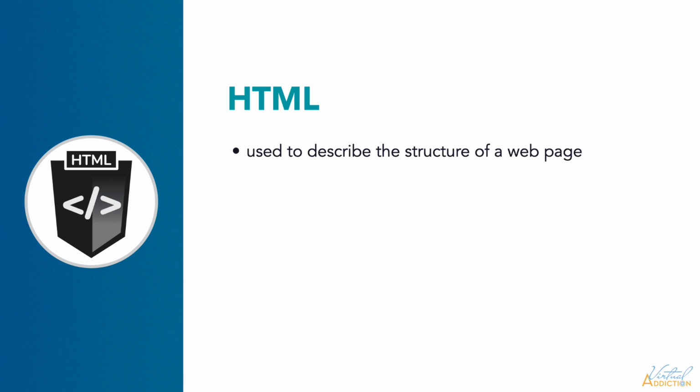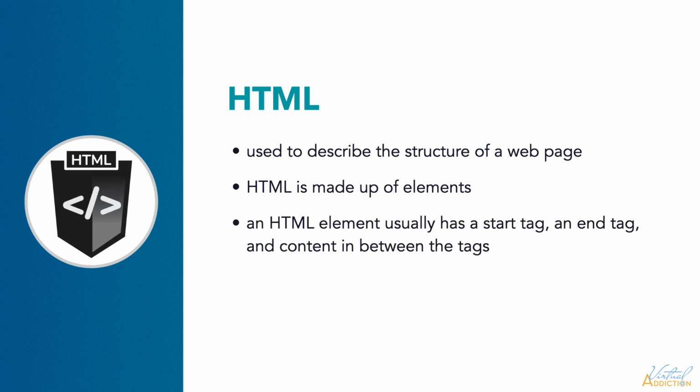HTML is used to describe the structure of a web page. HTML is made up of elements, and elements are the building blocks of HTML documents. An HTML element usually has a start tag and end tag and the content between the tags. And HTML is really used everywhere across a WordPress website, from the dashboard to the theme that powers the front end. Even plugins make use of HTML to display content.